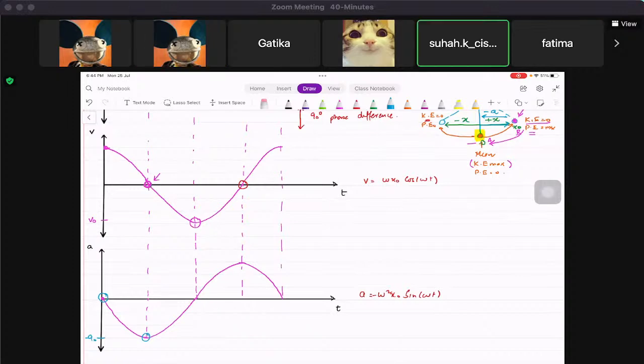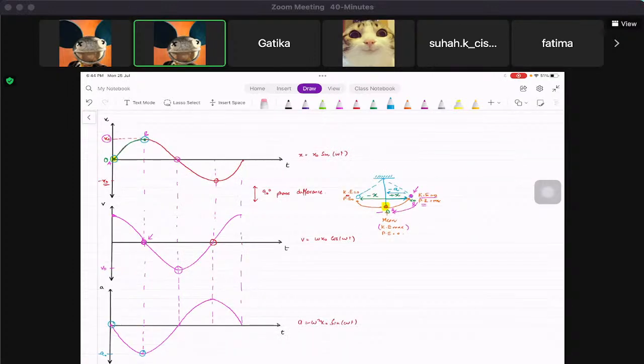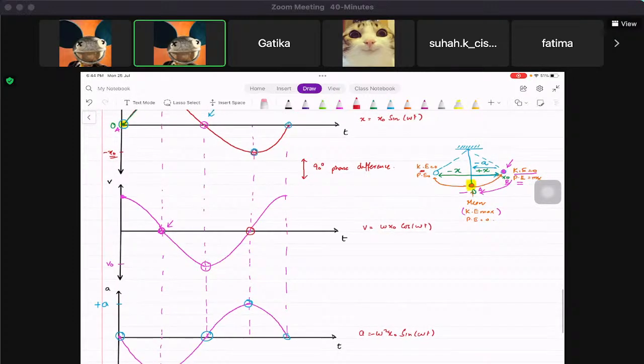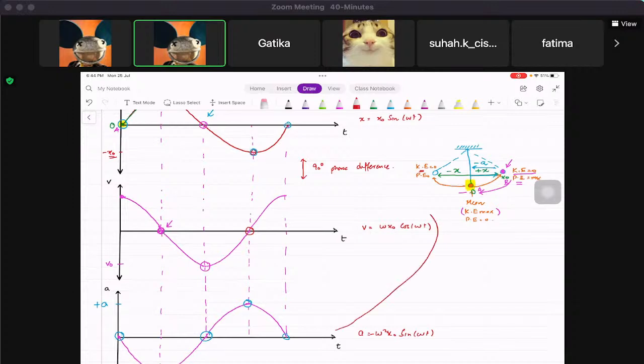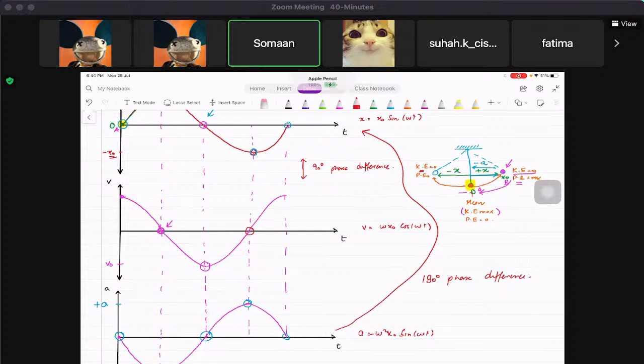When it was zero, the acceleration was zero. When the displacement was negative maximum, acceleration was positive maximum. And when it was zero, it was zero. So basically, what we learned is that between these two graphs, displacement and acceleration, there is a 180-degree phase difference. So they're always the same magnitude, but always in the opposite direction.